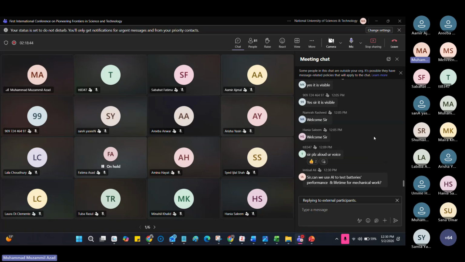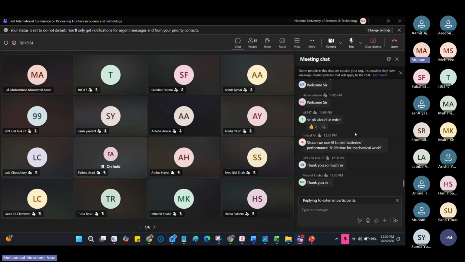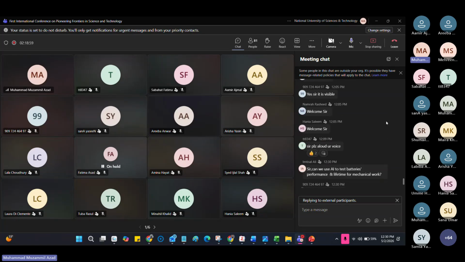Use AI to test battery performance and lifetime for mechanical work. Yes, Imtisal, we can implement AI to test the batteries. The basic approach for AI is that we need to install some sensors on the system. Those sensors we can install on any system. It can be a battery, a bearing, or any other system. Since you are asking about batteries, yes, we can implement AI to test battery performance and lifetime.